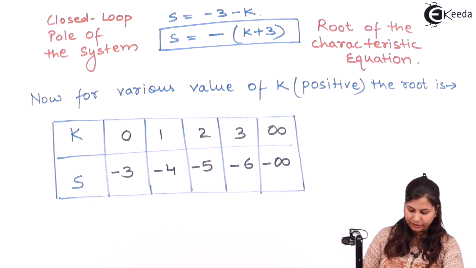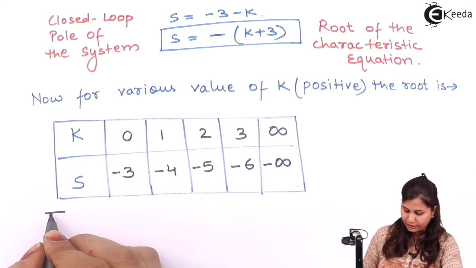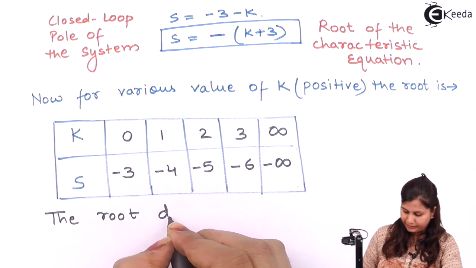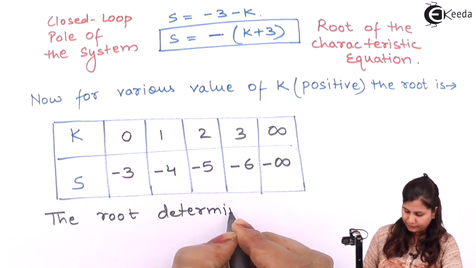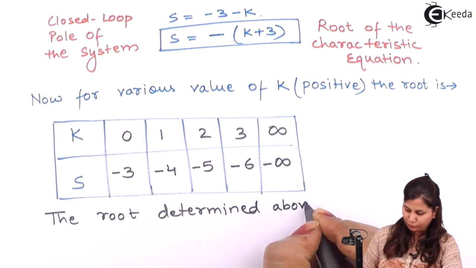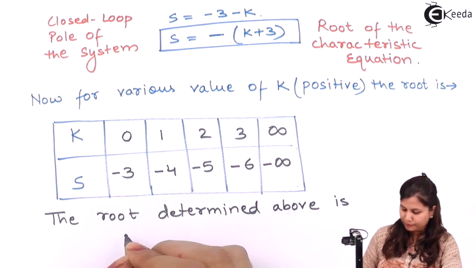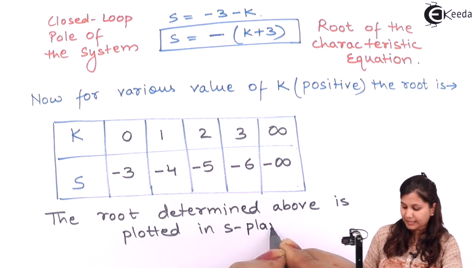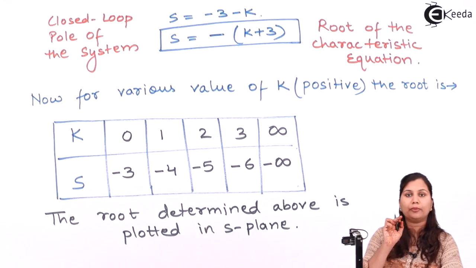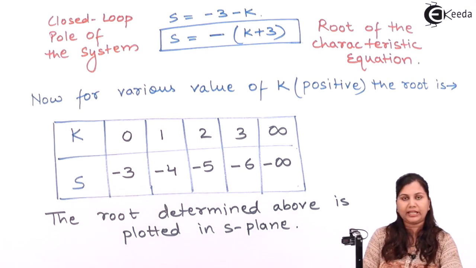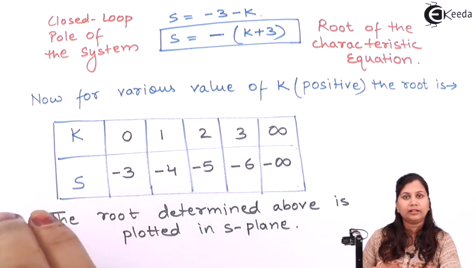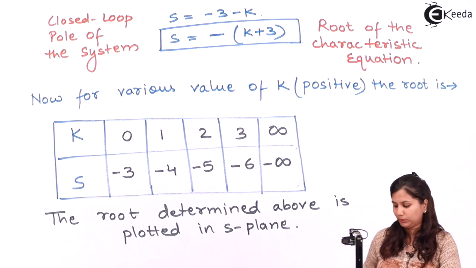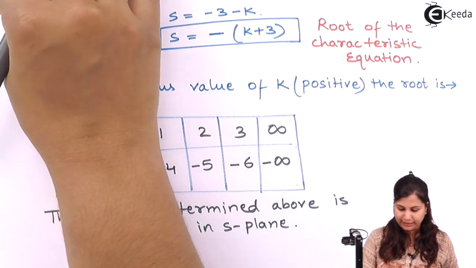Now let's plot these values of the root in the S plane. The different values of S which we have obtained in this table are plotted in the S plane, because we have said that the root locus is the plot of the locus of the roots of the characteristic equation. We have obtained the various values of the root of the characteristic equation. Now we are going to plot these roots on the S plane. How can we plot this? Let's see.